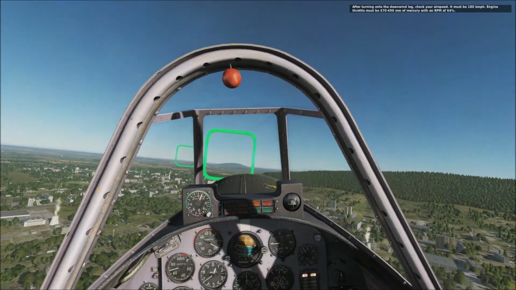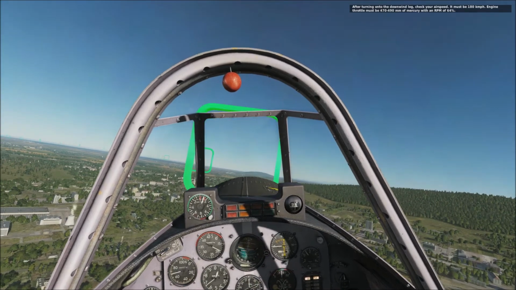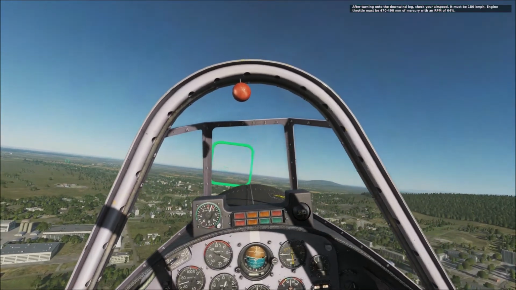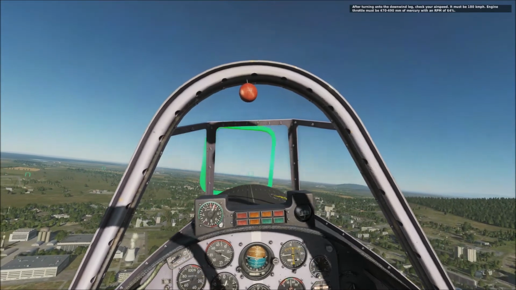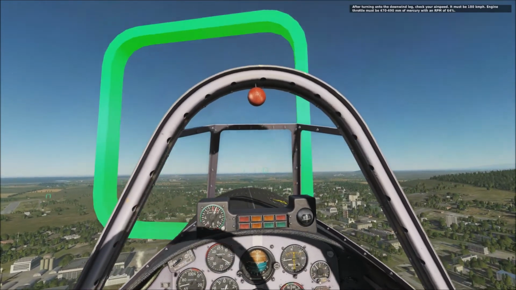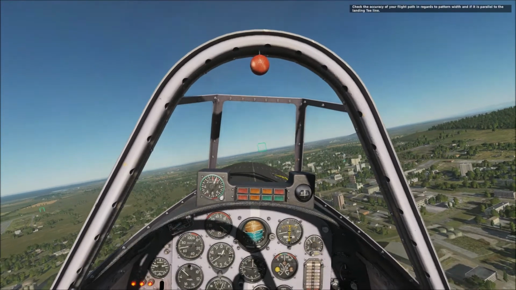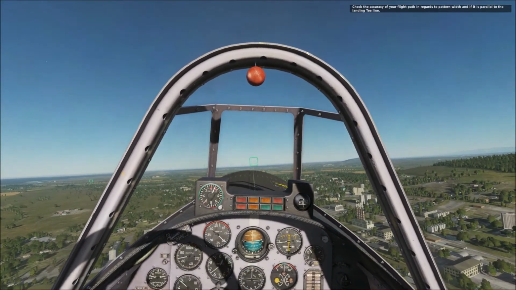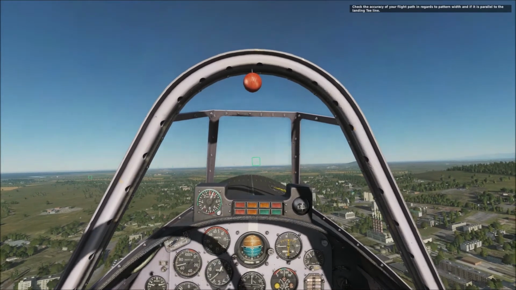After turning onto the downwind leg, check your airspeed. It must be 180 km per hour. Engine throttle must be 470 to 490 mm off. Check the accuracy of your flight path in regards to pattern width and if it is parallel to the landing T-line.